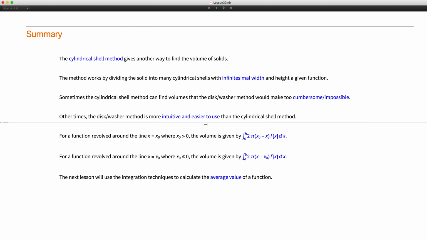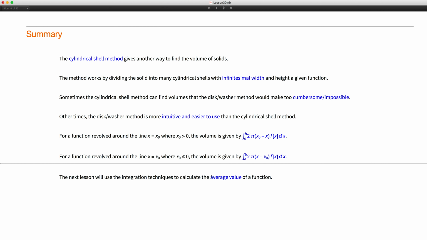And just to review the formulae for the lesson. First of all, if you revolve around the line x equal to x naught, where x naught is positive, then you get x naught minus x as the radius. So think back to the example involving 6 minus x. On the other hand, if you have a negative or 0 value for x naught, then you'll have x minus x naught over here. So think back to the example which had an x plus 1, which really was an x minus minus 1. So those two very simple formulae tell you what you need to do for the cylindrical shell method, and that makes it a very simple method whenever it works.